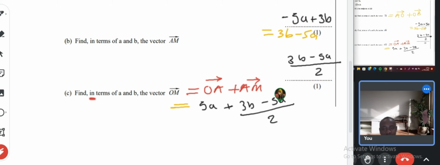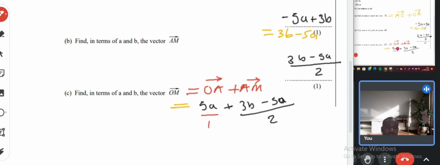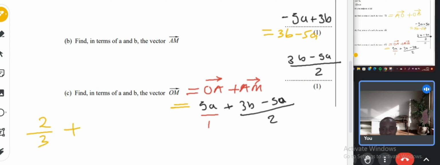Simplify. Anytime you have this, you need to simplify it. So what do you do to simplify this? That's a fraction. This is like saying over 1. This is like 5A over 1. When you have a fraction like this, how do you simplify it? In other words, if you have 2 over 3 plus, say, 1 over 2, how will you simplify it? You raise them to a common denominator, isn't it?